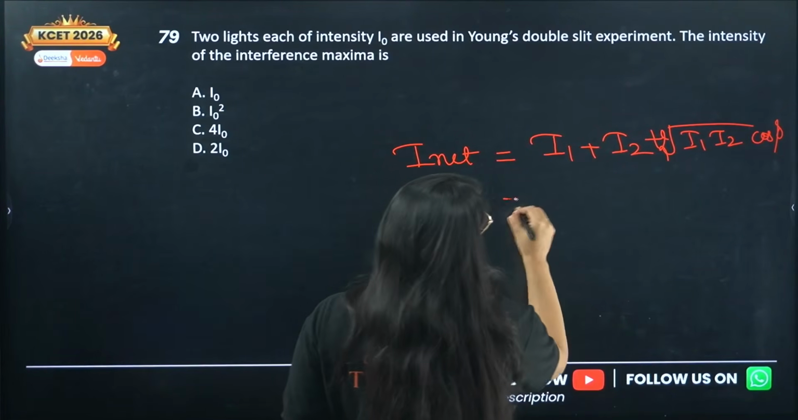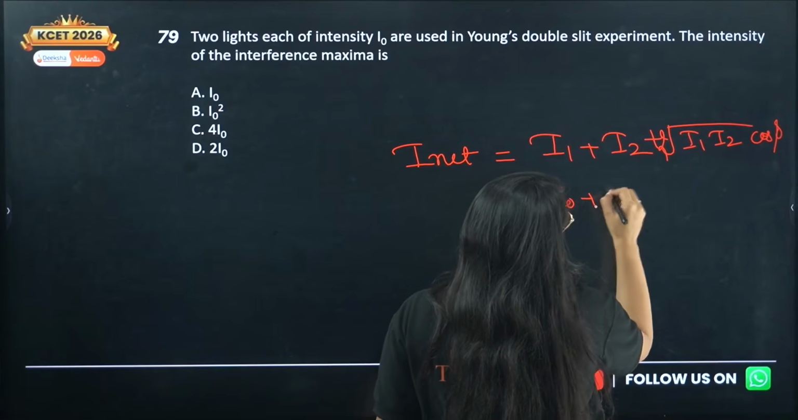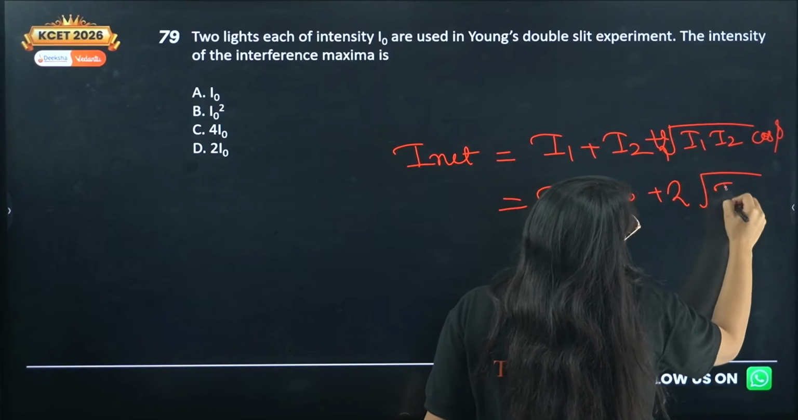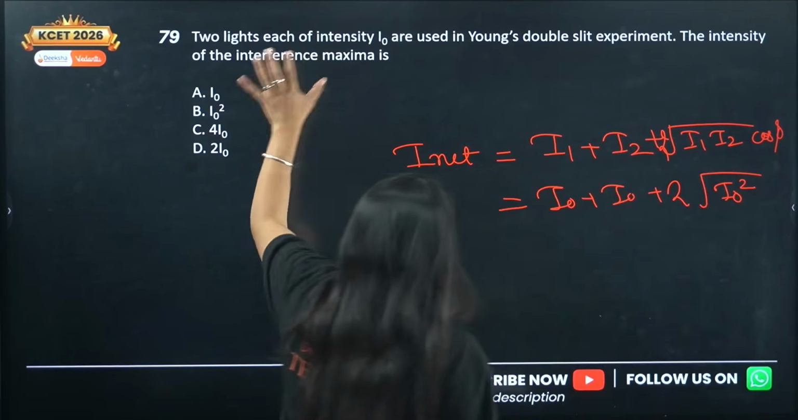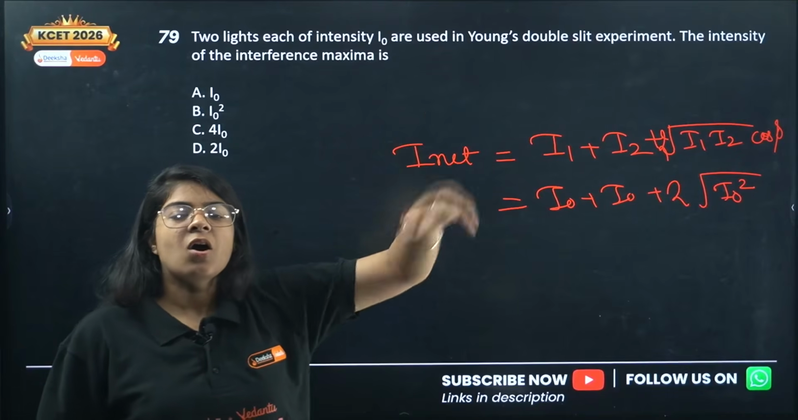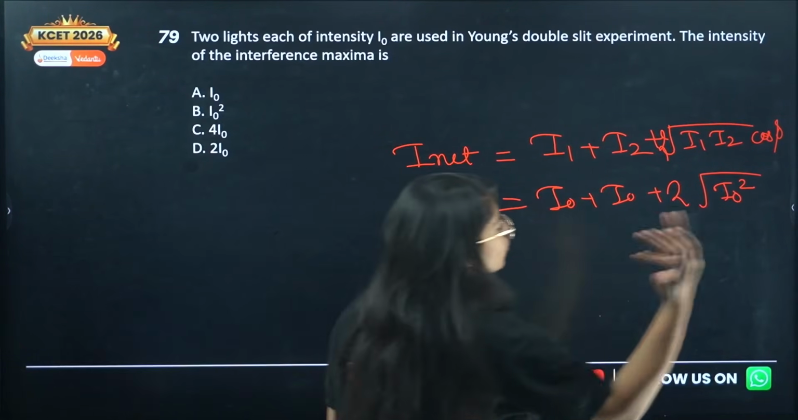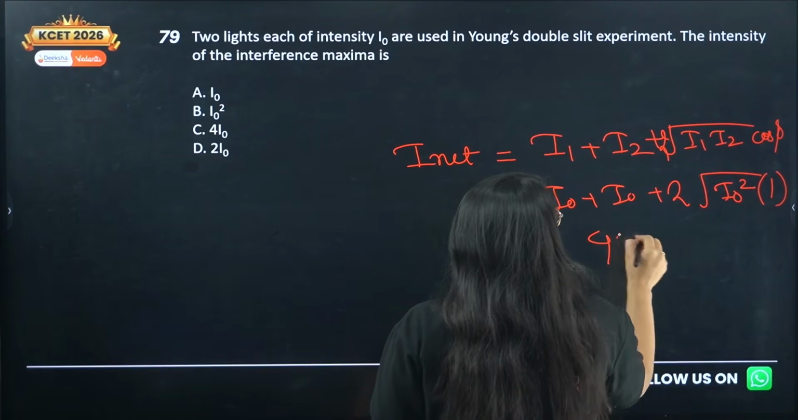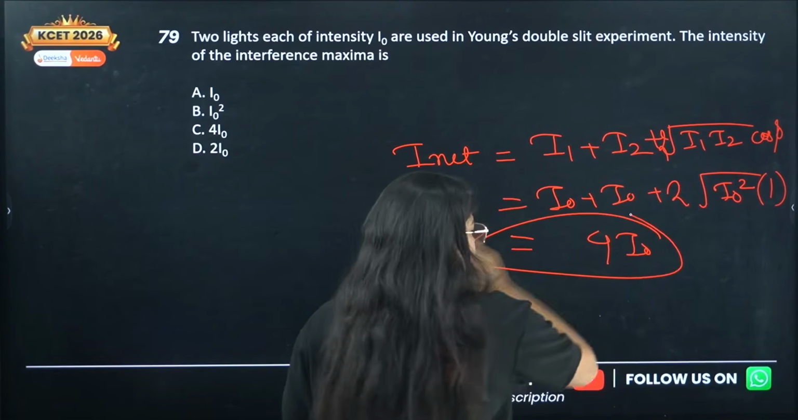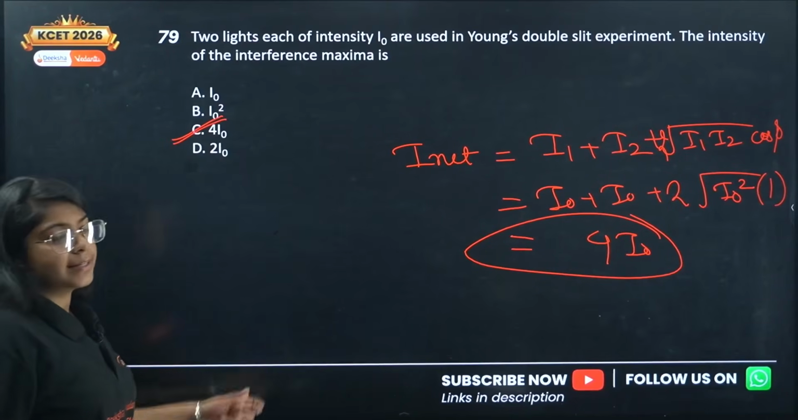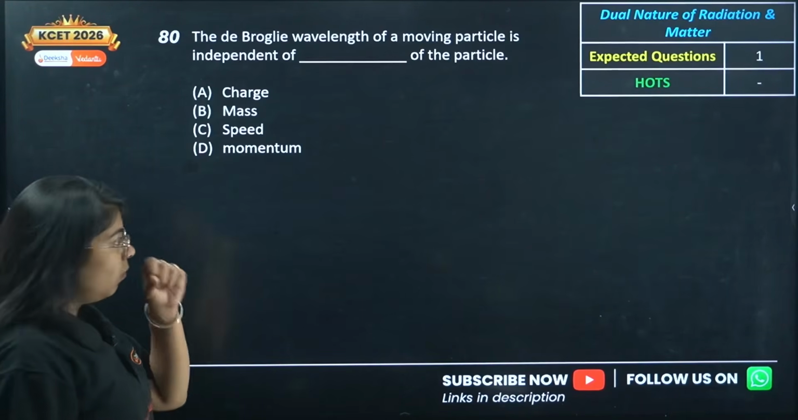Now they both have intensity I0. So we'll just add it. I0 plus I0 plus 2 under root I0 into I0. For interference maxima, the phase difference will be n lambda, or we'll take it as 0. So cos 0 is simply 1. So this will be 4I0. Clearly understood? So the answer is C, that is 4I0.